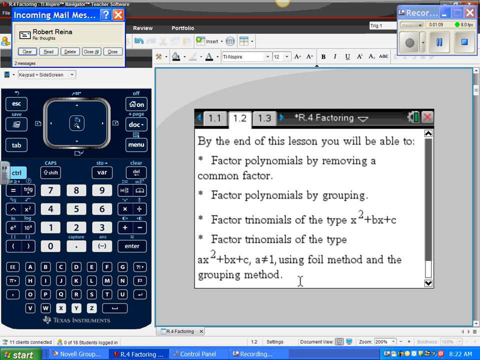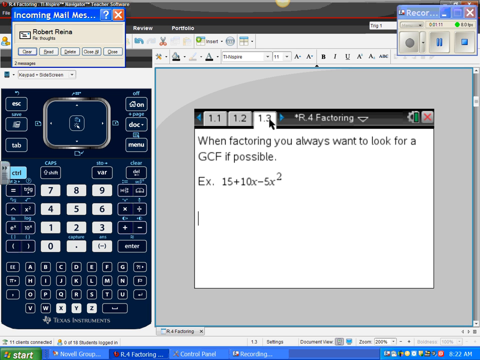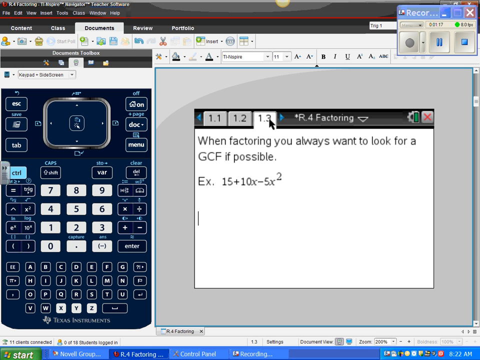Next page. When factoring, you always want to look for a GCF if possible. That's the greatest common factor, a factor that can be taken out of every single term. So we look at our terms. We have 15, 10x, and 5x squared. And we're looking for a number that goes into 15, 10, and 5. And what should be popping into your head right away is 5.